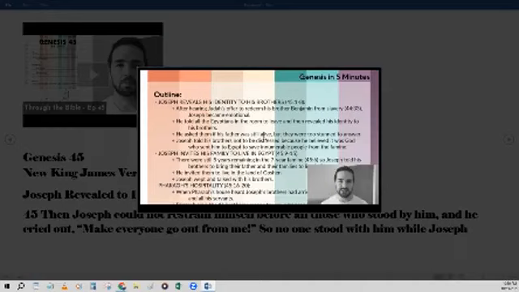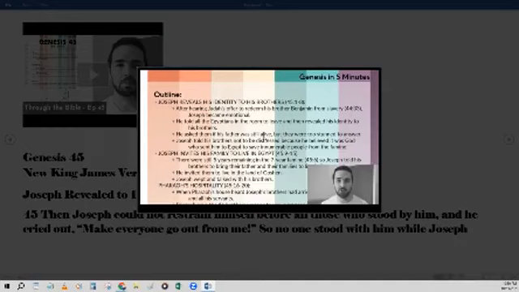And at the end of 44, Judah stood before Joseph and he said, please let me take the place of Benjamin, let me substitute myself, I will be your slave, let Benjamin return home to my father, because it'll break his heart if he doesn't return. So now we are picking up with that conversation in our first section of 45, verses 1 through 8.